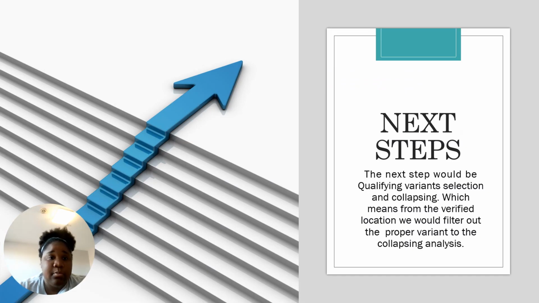After coverage harmonization is done, the next step will be selection of qualifying variants from the sites that have been verified, and then doing the collapsing analysis and the test of association. With this process, we will be able to find rare variants that are connected with neuroblastoma patients.